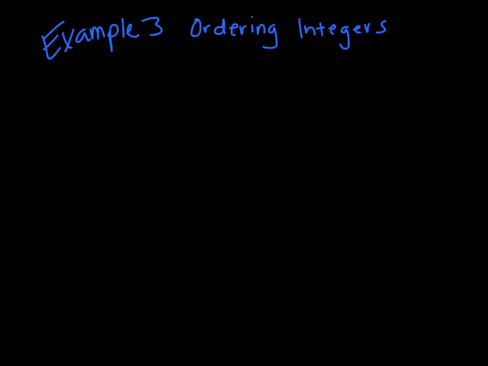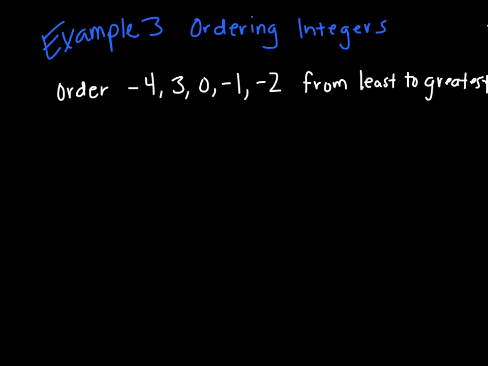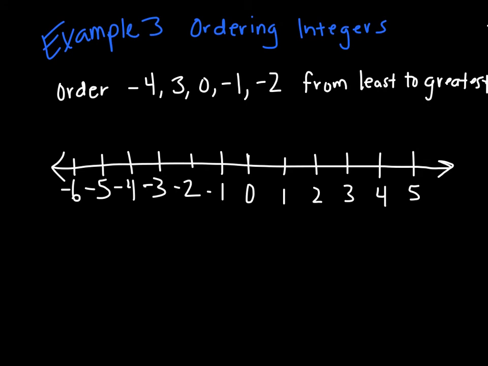Example 3 is ordering integers. So your directions would look like this. Order -4, 3, 0, -1, -2 from least to greatest. So we're going to graph each integer on a number line first. So you start off with graphing them. Well, we have -4, so I'm going to do that one first. And I always like to mark them off like that so that I can see where they're at.